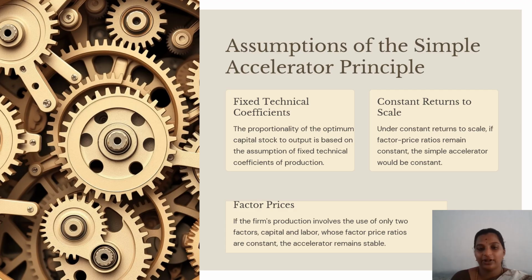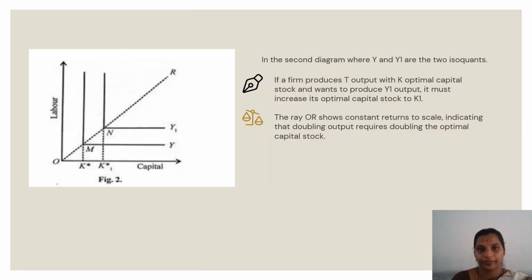Factor prices. If the firm's production involves the use of only two factors, that is labor and capital, whose factor price ratios are constant, then the accelerator remains stable. Then moving on to the second diagram.